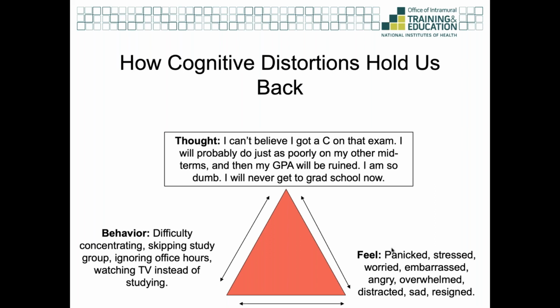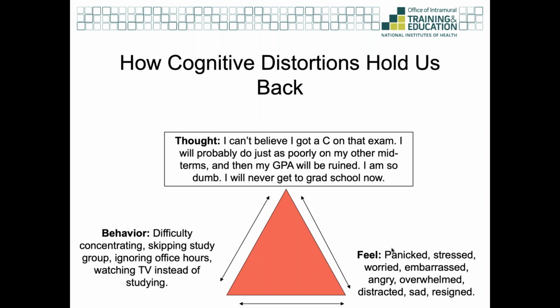I want to go through some strategies that we can all use as we talk about how to deal with these. And I want to go back to that great triangle, right, where our thoughts and our feelings and our behaviors are all playing in with each other. So here's the thought. I can't believe I got a C on that exam. I'll probably do just as poorly on my other midterms. My GPA will be ruined. I'm so dumb. I'll never get into grad school now. That's pretty good jackal, huh?